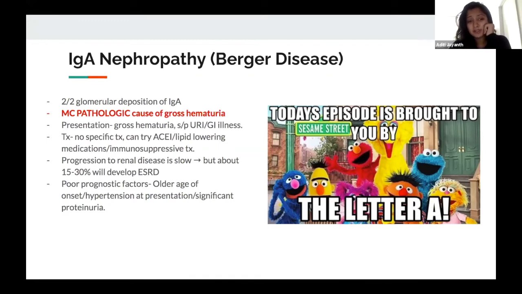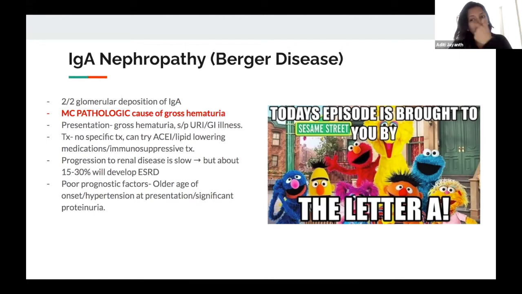But the treatment for this is fairly non-specific. If you're considering this as a diagnosis, you should definitely get a nephrologist on board. They may consider adding an ACE inhibitor, a lipid-lowering medication, and sometimes even immunosuppressive therapy. Although this is the most common cause of pathologic gross hematuria, the progression to renal disease is fairly slow. However, about 15 to 30% of patients diagnosed with this will develop end-stage renal disease. So consider it in your differential for potential nephrology referral, as they may need more long-term care.